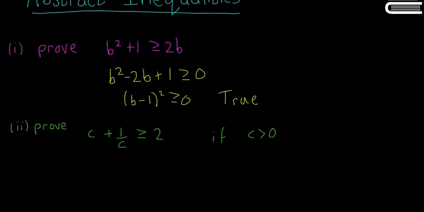So here's our second problem. We have to prove that c plus 1 over c is greater than or equal to 2. And they also tell us that c is positive. So c is greater than 0. That means that c is positive.